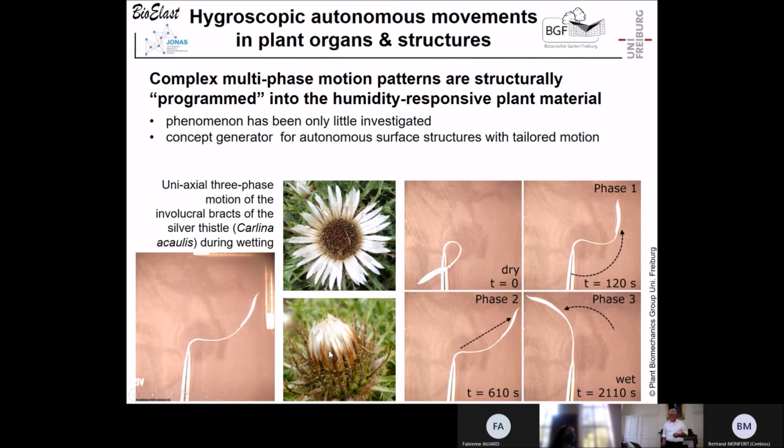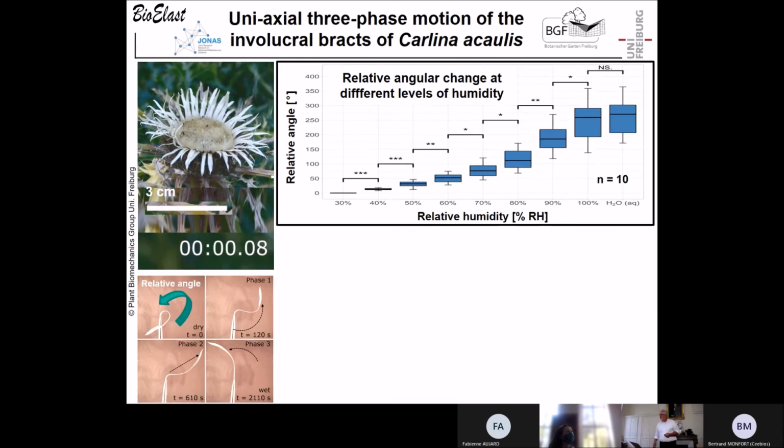And here you see the movement. And you have two movement phases. First, in 2 minutes, it's bending that way. Then in 10 minutes, it's stretching. Then in about 15 minutes, it's bending inwards. And that we try to understand. And here you see what's happening.